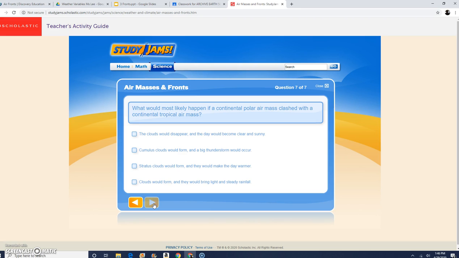Here's the last question. What will most likely happen if a continental polar air mass clashes with a continental tropical air mass? So you have a cold air mass and a warm air mass meeting. Well, that cold air is going to be forced under it, and the warm air is going to go straight up. If it goes straight up, it's going to make those big clouds, and that's going to cause a big thunderstorm.